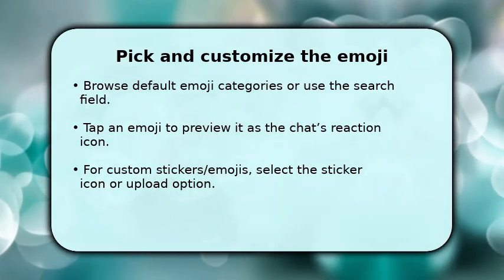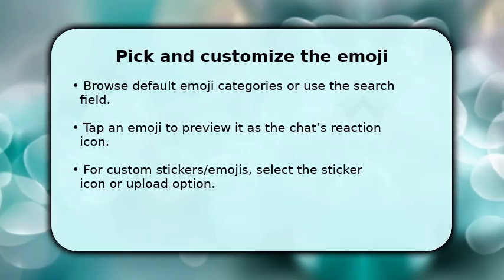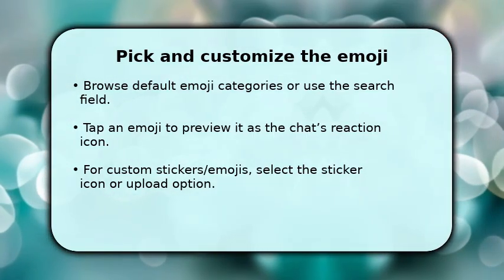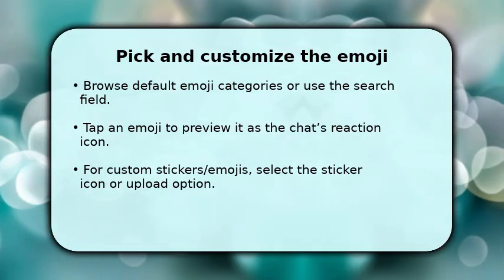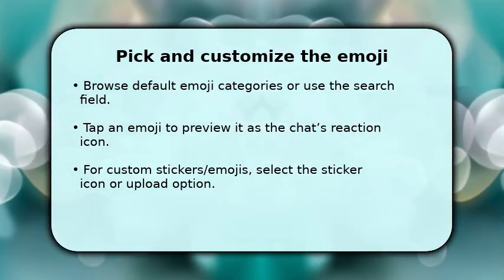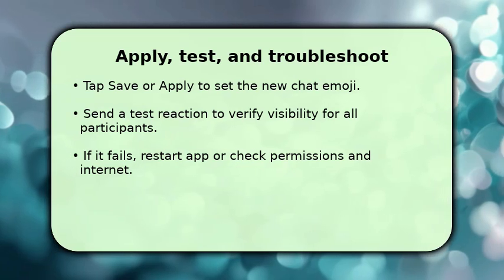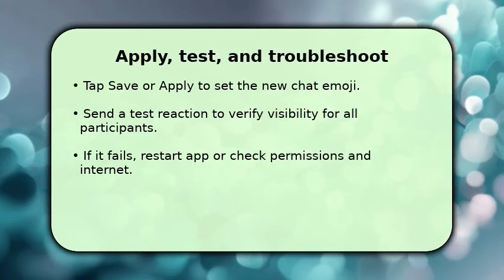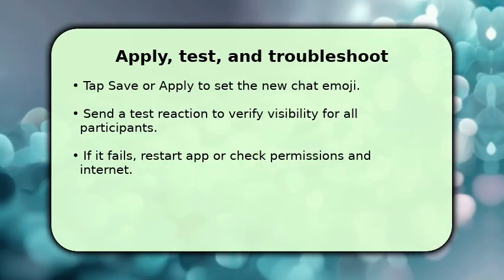If the app supports custom uploads, use the sticker or add emoji control to import an image, then crop or resize as prompted. Make sure you verify appearance on both light and dark modes before applying. Finish by tapping Save or Apply so the chat adopts your new emoji. This right action updates the conversation for everyone in the thread.